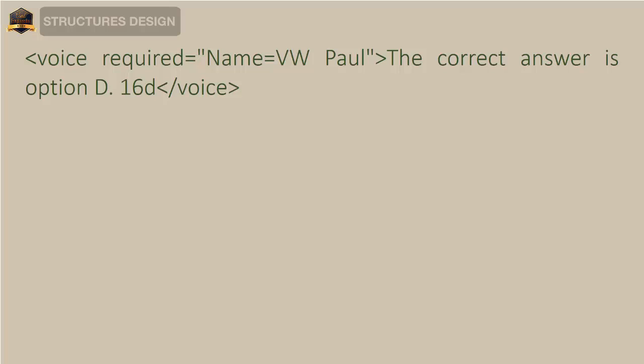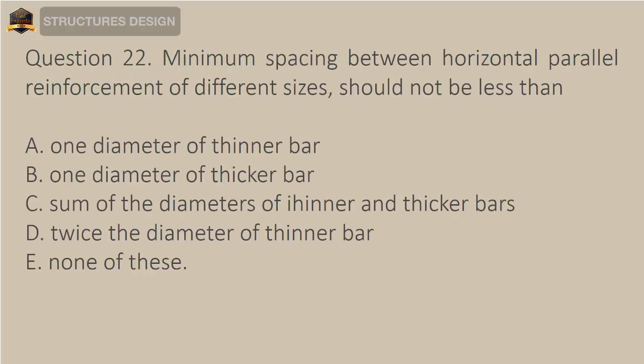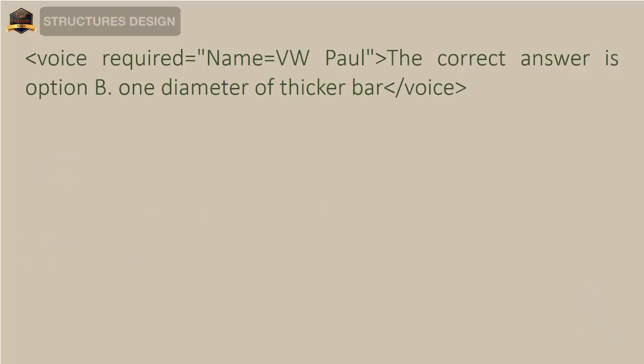Question 22. Minimum spacing between horizontal parallel reinforcement of different sizes should not be less than A. 1 diameter of thinner bar, B. 1 diameter of thicker bar, C. sum of the diameters of thinner and thicker bars, D. twice the diameter of thinner bar, E. none of these. The correct answer is option B, 1 diameter of thicker bar.